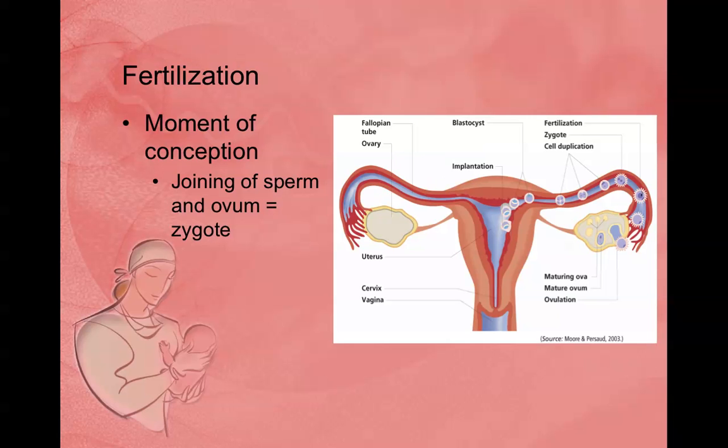There are 400,000 ovum at birth in the ovaries of a female. They do not mature until puberty. Females tend to ovulate every 28 days. Fertilization joins the sperm and ovum to start the journey of prenatal development.